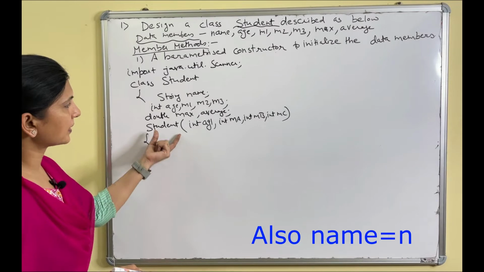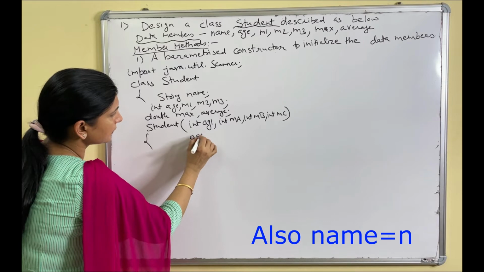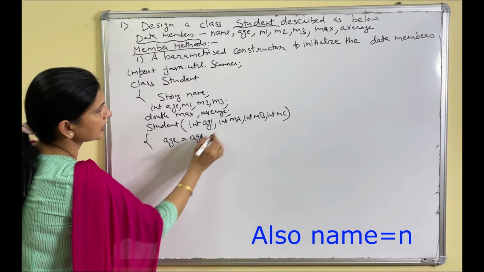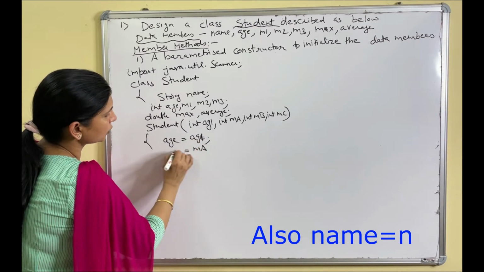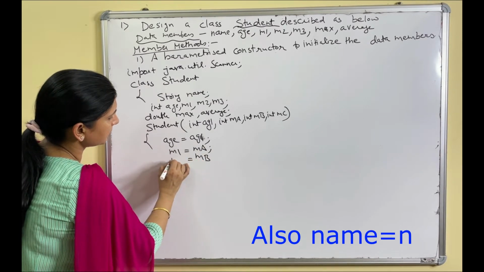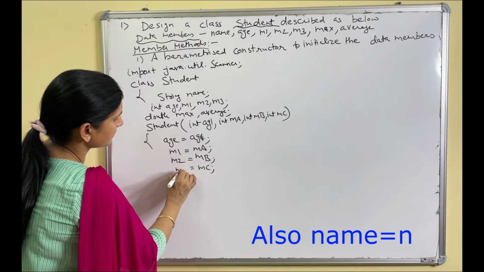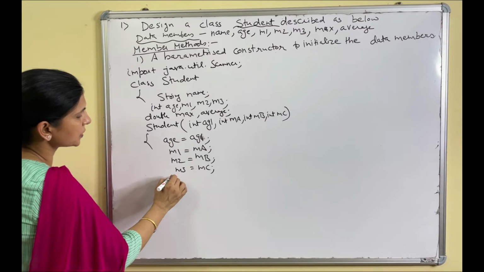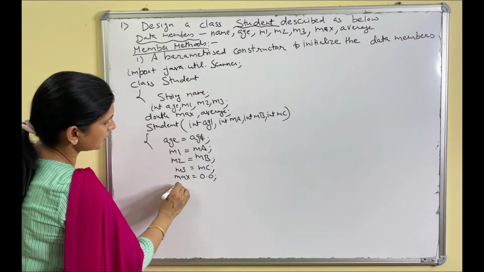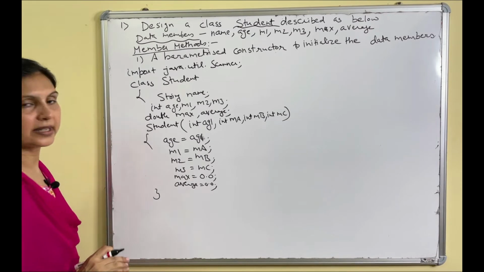So in the Student parameterized constructor, whatever we pass in the main method for AG1 will be assigned into the age instance variable, right? MA will be assigned into M1, MB will be assigned into M2, MC will be assigned into M3, right? And what about max and average? We will initialize them with 0.0, average also 0.0. So this is the parameterized constructor.